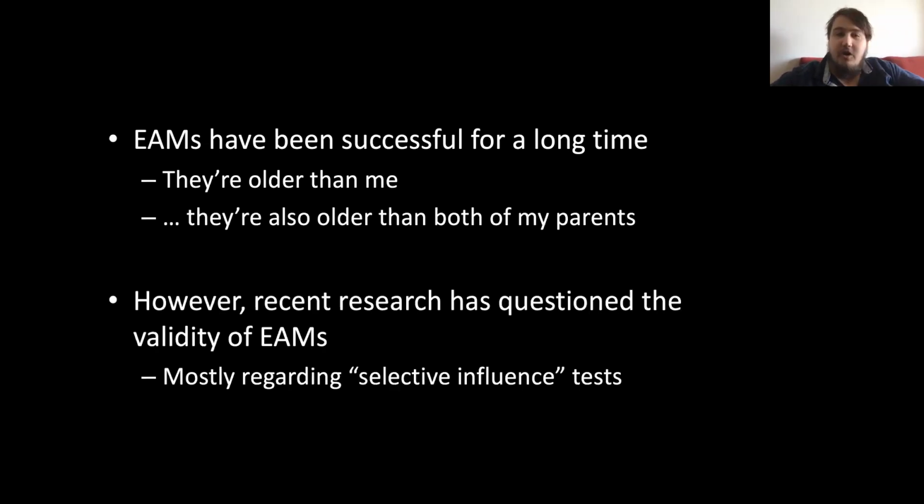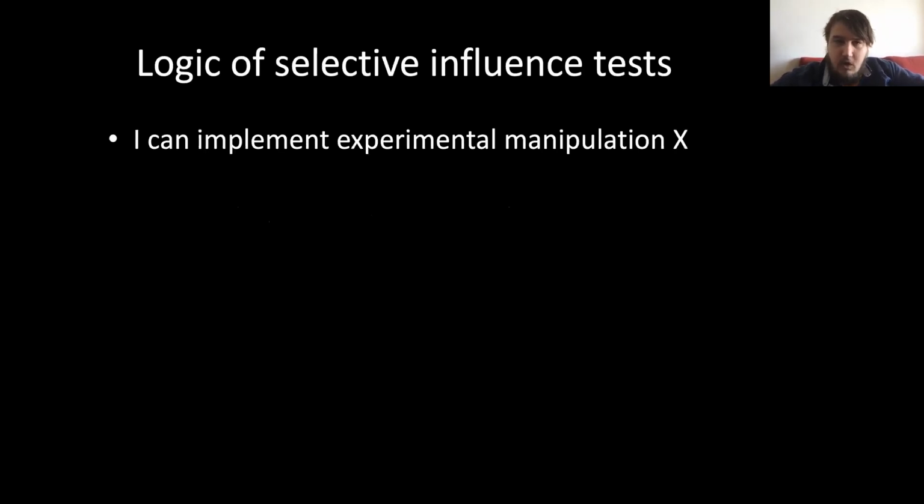However, recent research has begun to question the validity of some of these models. And this has been mostly regarding this thing called selective influence tests, which I'll go through the logic of. So the idea of selective influence tests is that you want to use an experimental manipulation that you think is valid to test whether the model is valid in that it matches what you think the manipulation should do.